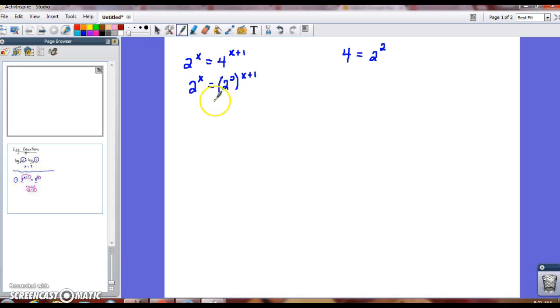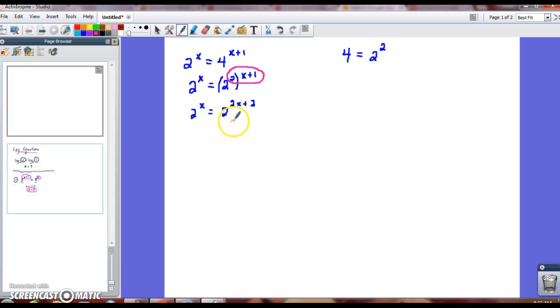Again, I haven't changed anything, I just rewrote it a different way. I haven't changed the value of anything. I just changed the way I represented a number that I already had. Now, when you raise an exponent to a power, this is stuff that you've done before, you need to multiply those together. So you end up with 2 to the x is equal to 2 to the 2x plus 2 when you distribute that 2 to the x and to the 1.